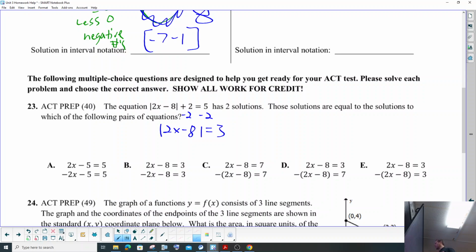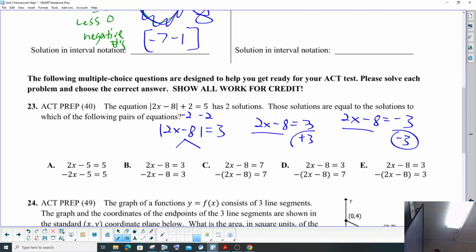We're going to drop the parentheses and separate it into two equations. 2x minus 8 equals 3, but also 2x minus 8 equals -3. So absolute value, you have to separate it into two equations. The left side stays the same, but the right side, you go ahead and change the sign. So that's a +3, and then change the sign for those ones.